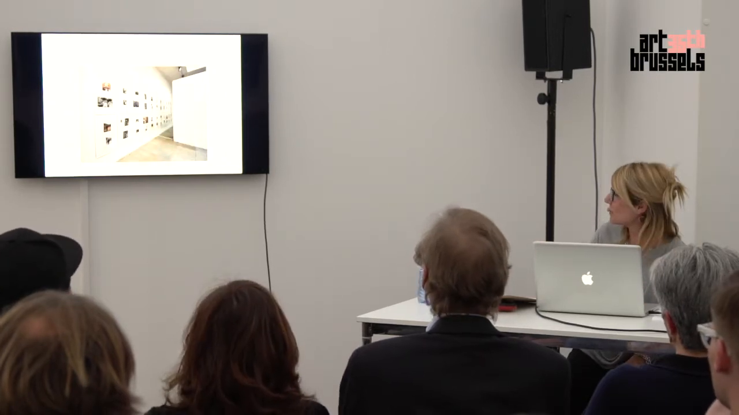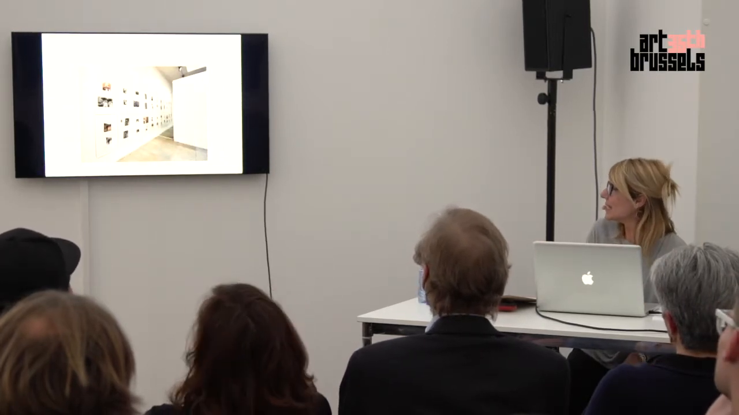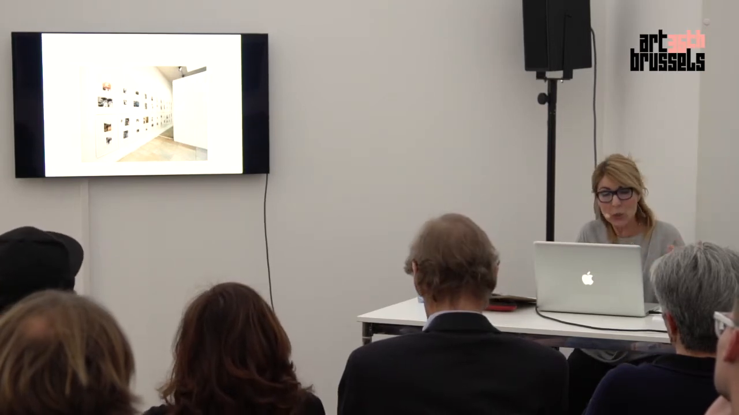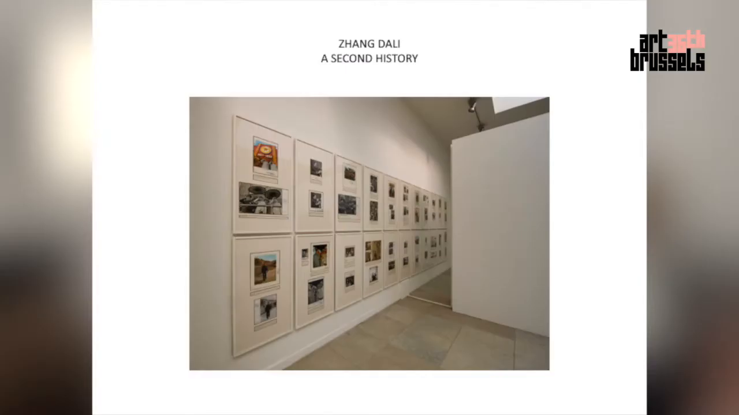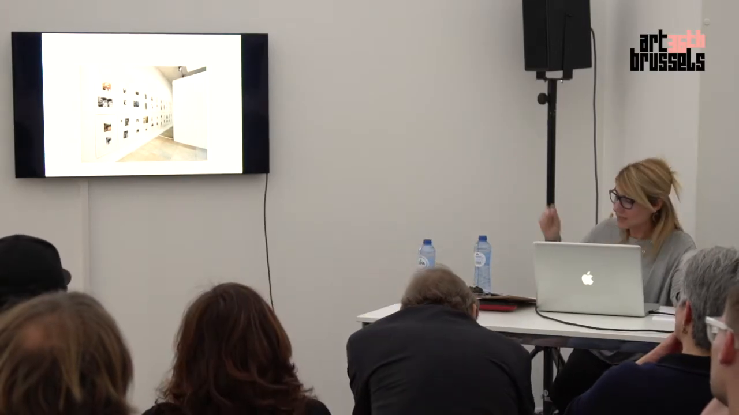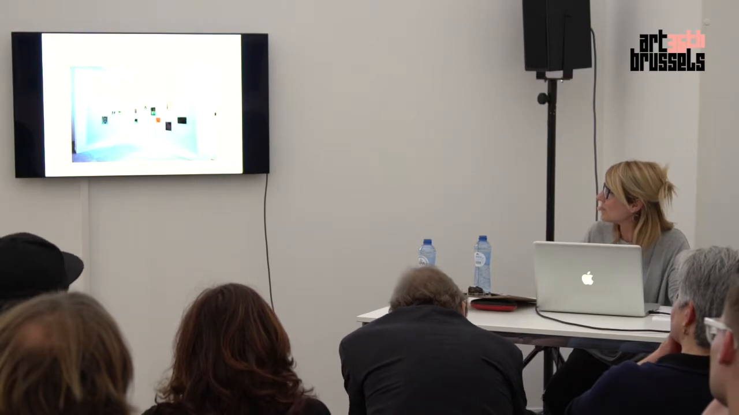Zhang Dali's Second History is a 10-year research project where he looked into how media images were censored during the reign of Mao in China. This of course was at the time when there was no Photoshop, and so there are very interesting nuances in the juxtapositions between the two pictures.